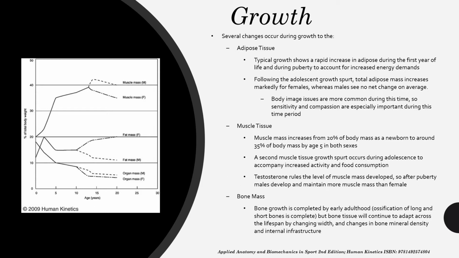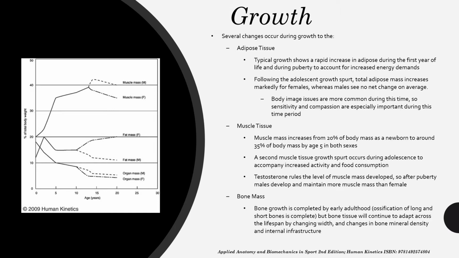The next tissue type is muscle tissue. So we know that muscle mass will increase from about 20% of the total body mass as a newborn to somewhere around 35% of total body mass by age 5. You will then have a secondary muscle tissue growth spurt during adolescence, and this is going to accompany increased activity and food consumption. We'll see this secondary muscle tissue growth spurt be even greater in males, and this is because testosterone is going to kind of rule the level of muscle mass developed. So we know after puberty, males tend to develop and maintain more muscle mass than females.